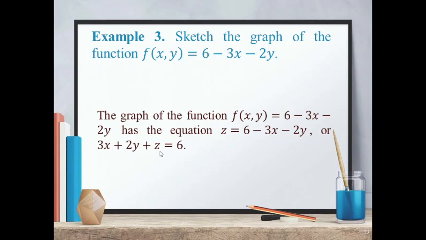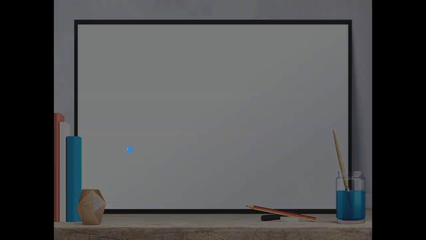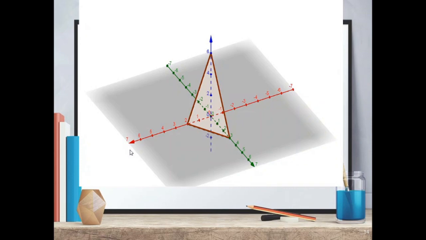That means the graph of the function f(x, y) = 6 - 3x - 2y is nothing but the plane passing through the points (2, 0, 0), (0, 3, 0) and (0, 0, 6), which is shown in this diagram.